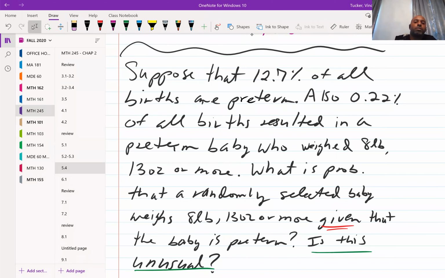All right, so the next one, suppose that 12.7% of all births are preterm. Also 0.22% of all births resulted in a preterm baby who weighed 8 pounds, 13 ounces or more. What is the probability that a randomly selected baby weighs 8 pounds, 13 ounces or more, given that the baby is preterm? And then is this unusual?